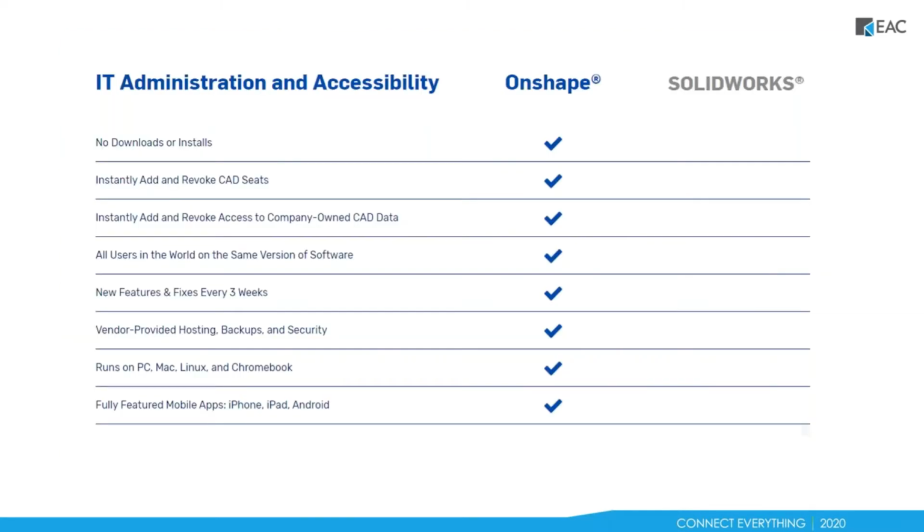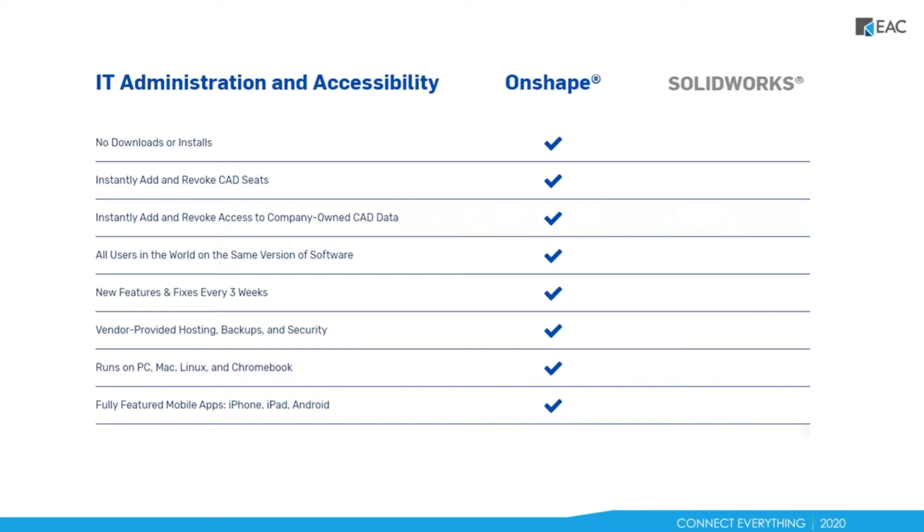So let's talk about some specifics. As far as administration, there's no downloads or installs with Onshape. Everything is in the cloud. All we need is a web browser to access the application. We can instantly add and revoke CAD seats. So it's as simple as putting in somebody's email. They are then an Onshape user, and they are part of our community.